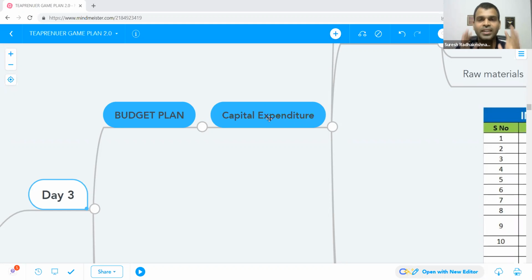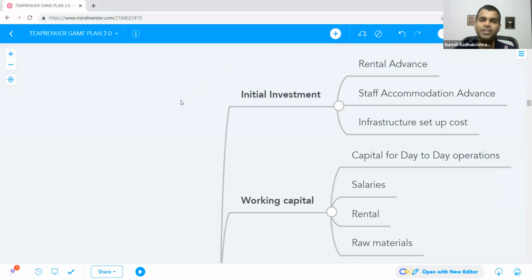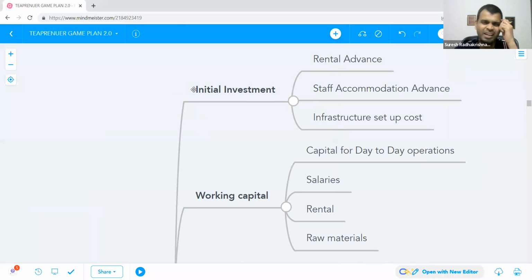Which means your total investment required is the 3 lakh that you have kept for rental advance, interior, equipment, furniture, plus the 3 lakh for working capital, which is your total investment. This is clear. Your working capital plus your initial investment becomes your capital expenditure. I've seen a lot of business owners, a lot of entrepreneurs failing in this. After investing 20 lakhs, 10 lakhs in the business, they will come down and say, I want to shut down the business. Just 3 months, because they're not prepared.